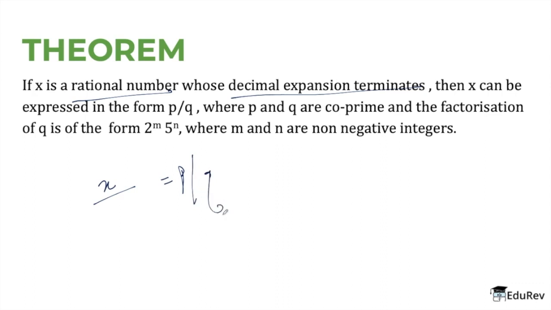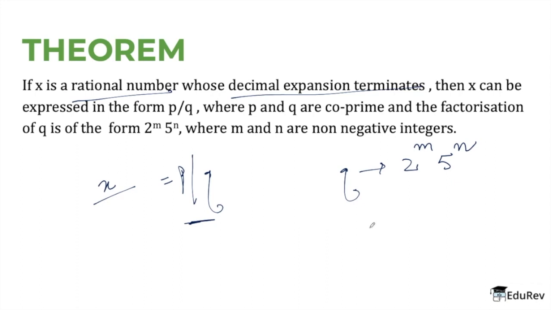We know that every rational number can be expressed in the form of p by q, where p and q are co-prime numbers, that is, they do not have anything common in between. And the factorization of q is of the form 2 to the power m and 5 to the power n, where m and n are non-negative integers. So this is your theorem 1.